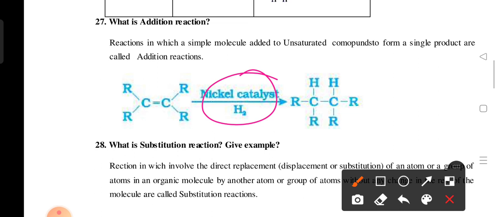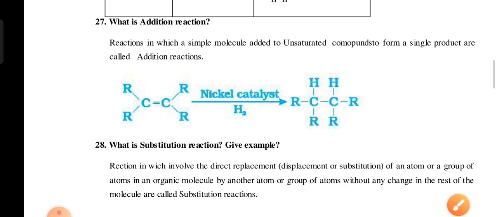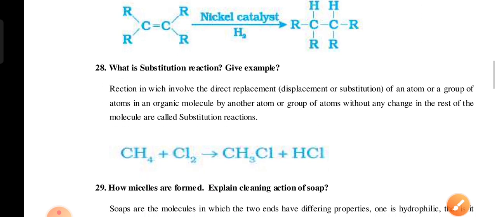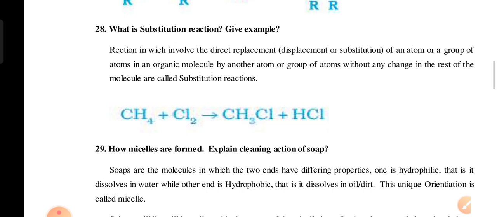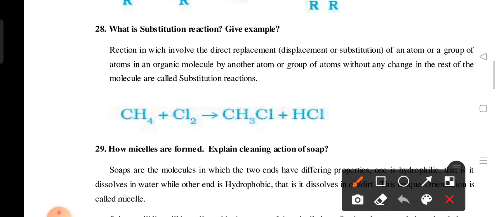for addition reactions. What is a substitution reaction? Give an example. A reaction which involves the direct replacement of an atom or a group of atoms in an organic molecule by another atom or group of atoms without any change in the rest of the molecule is called a substitution reaction. Example, methane reacts with chlorine. It gives chloromethane and hydrochloric acid.